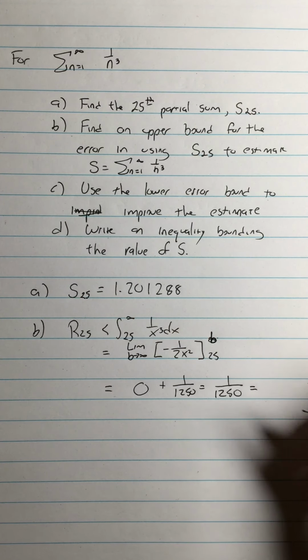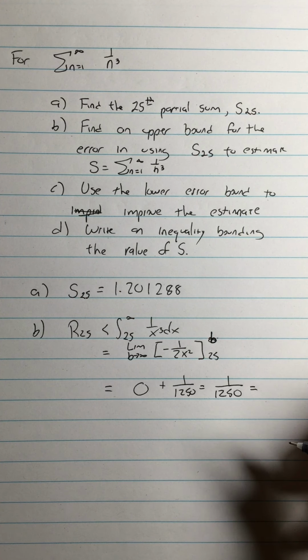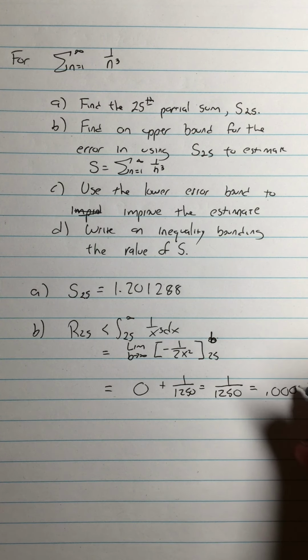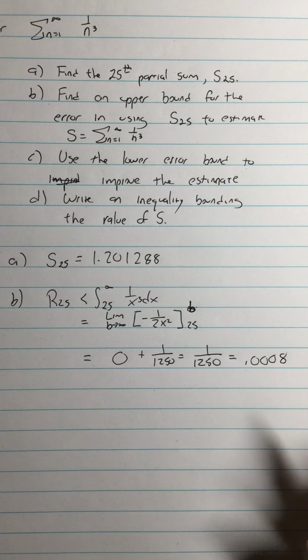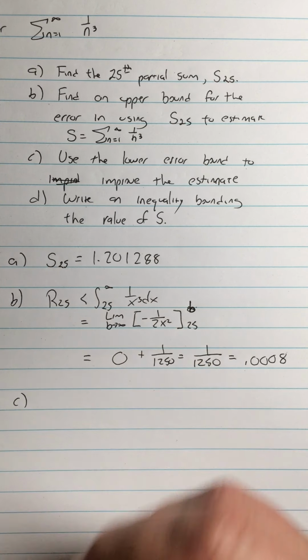I did throw this into a calculator to get a decimal, but I forgot what it was. I think it's 0.008, but I can't remember how many zeros. Yeah, it's 0.0008. That's exact, too. All right, so that's our error bound. That's the part we already know. Now we're going to do part C.